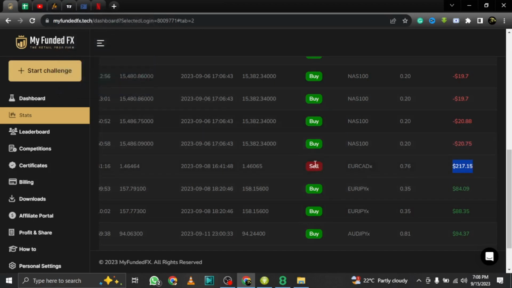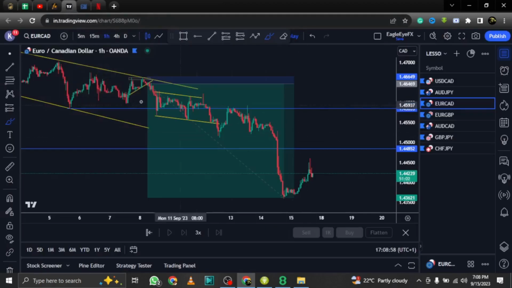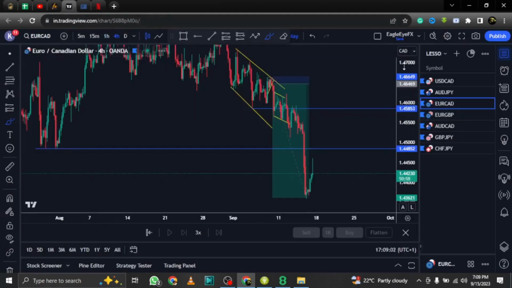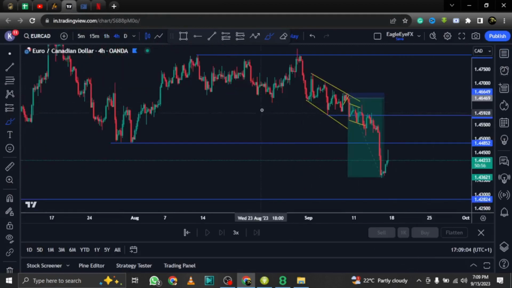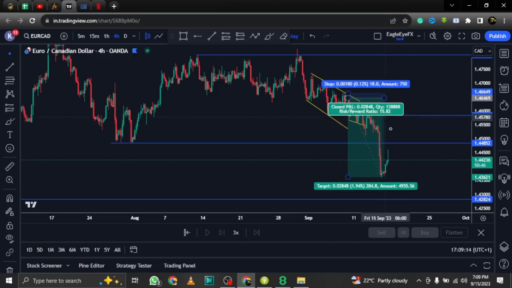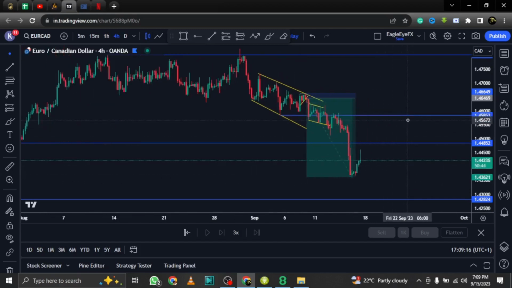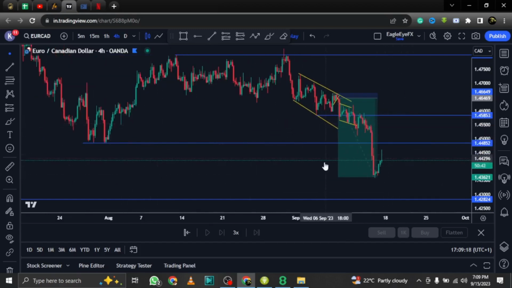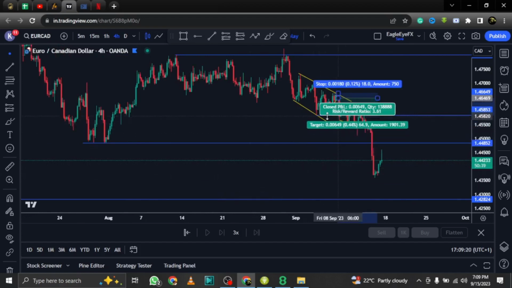So this is, you can see this EuroCard was a sell. So what was happening is, you can see that we had this descending structure, so the market was moving downwards that way. I'm actually super surprised that the market has played out almost 16%, because initially my target was somewhere around here.